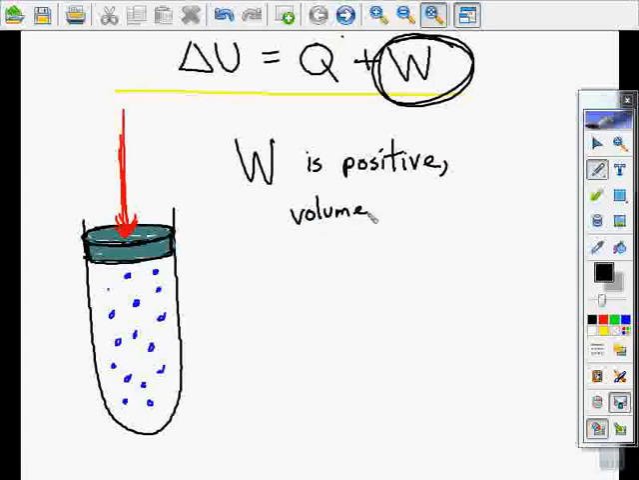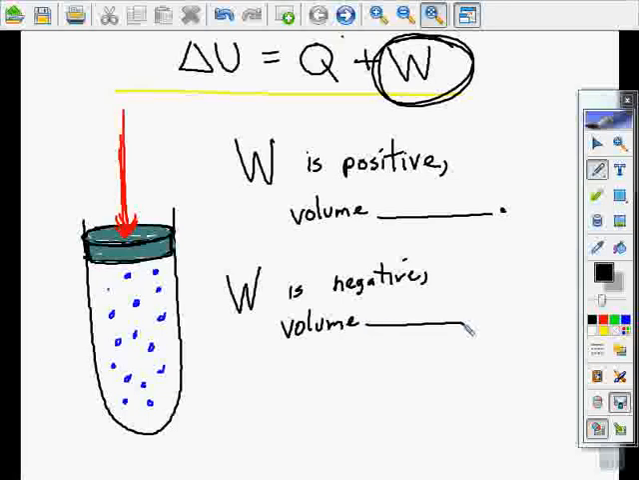what does the volume do? Don't shout it out. Take a moment to look at it. Fill in that blank. And on the contrary, if the work is negative, what does the volume do? This is the clear-cut way of deciding whether or not the work is positive or negative. Just check out the volume. And of course, if the volume doesn't change, there isn't any work being done.